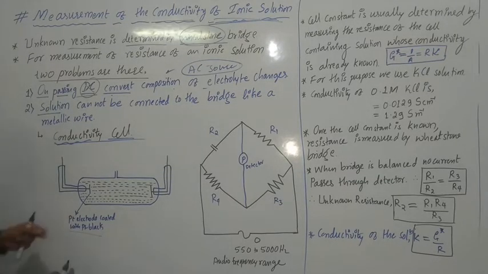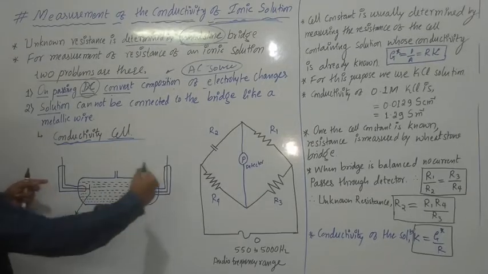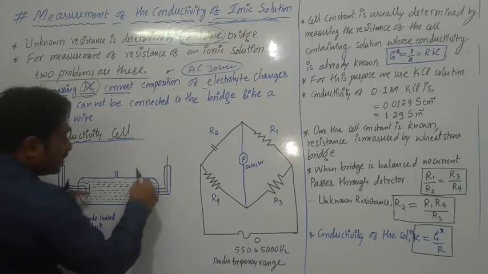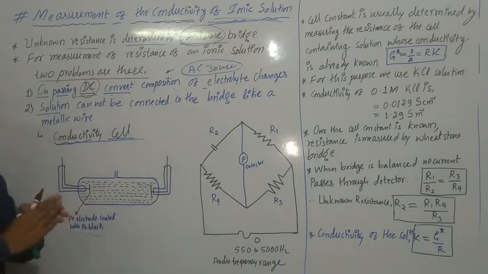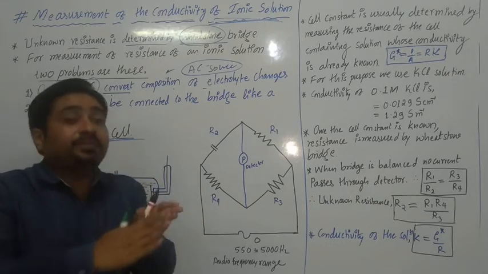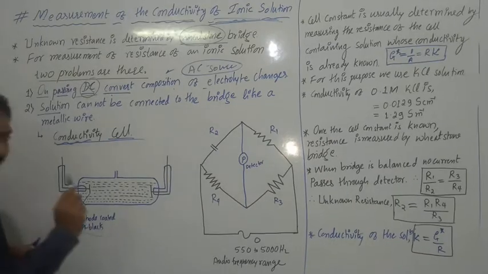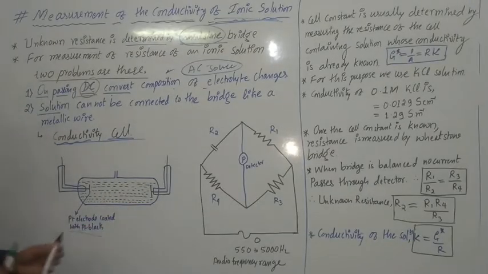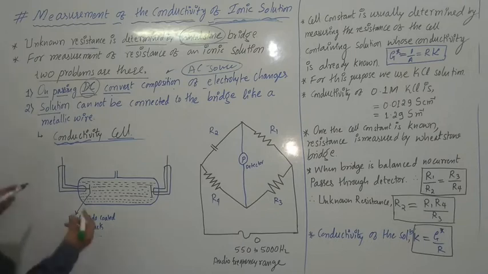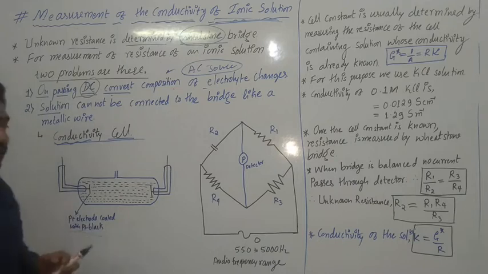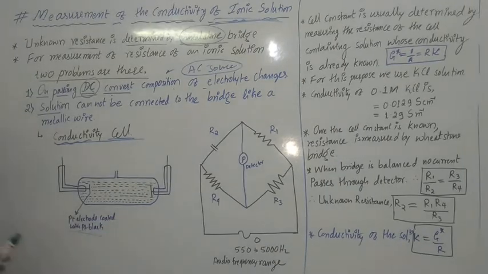In the very same manner, we are adding two electrodes. This is also a platinum electrode. This is also a platinum electrode. The surfaces of these two electrodes are pasted with finely divided platinum, or platinum black. So these two electrodes behave as terminals, and these two electrodes can be connected to my Wheatstone bridge. See here, I can connect them to my Wheatstone bridge.